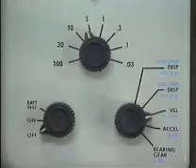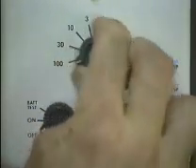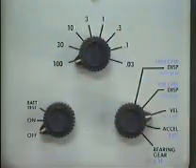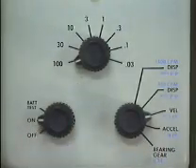After you set the function switch, you need to set the range switch. If you're not sure which range setting to use, it's good practice to start with the highest range and work downward when you begin taking readings. Once the switches are set, the meter is turned on.